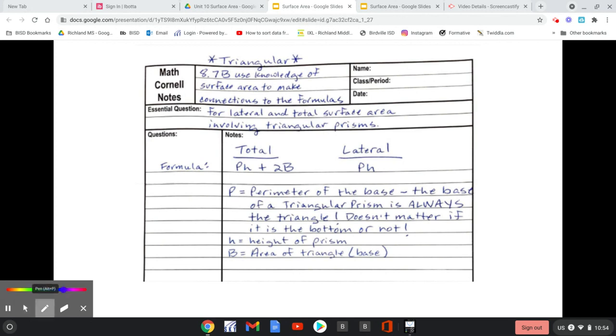So let's see what we can highlight. This is 8.7b. Well, that's not working. Okay, let's change that.